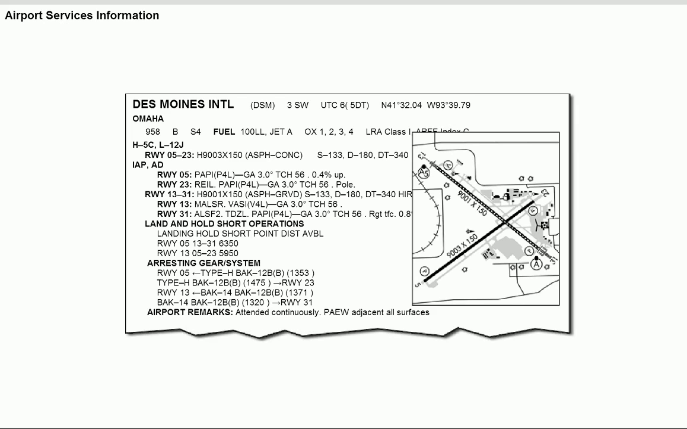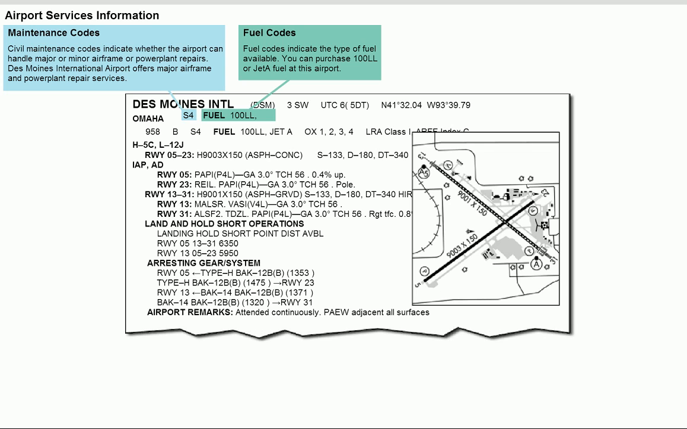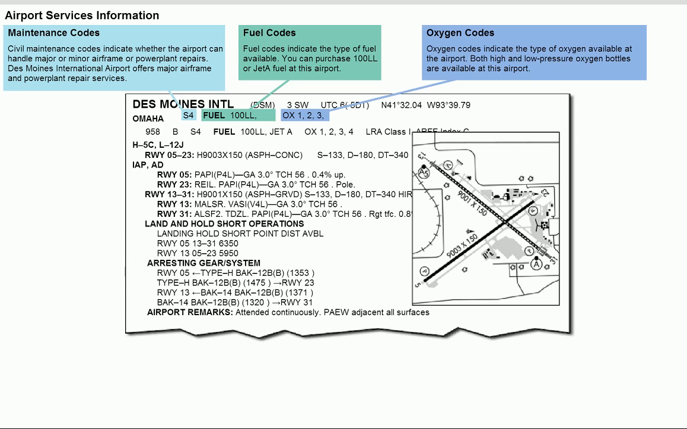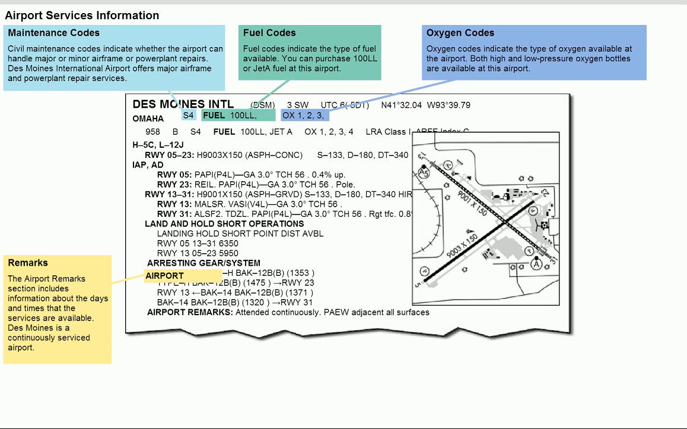Finally, each AFD listing contains information about the servicing and maintenance availability at each airport. The Civil Maintenance Service Codes S1 to S8 indicate whether the airport can handle major or minor airframe or power plant repairs. The fuel codes indicate the type of fuel available at the airport, if any. Oxygen codes indicate the type of oxygen available at the airport, if any. The Airport Remarks section includes information about the days and times that the services are available.